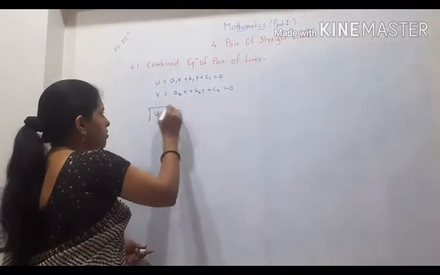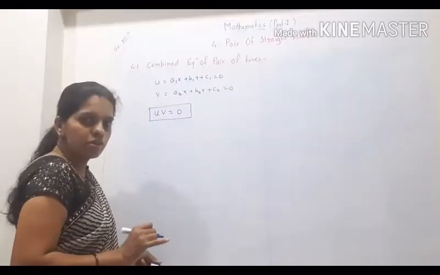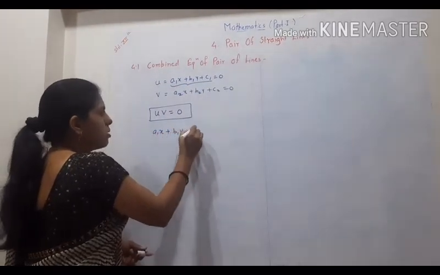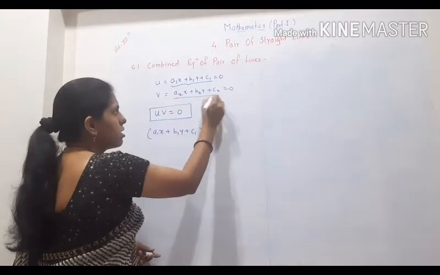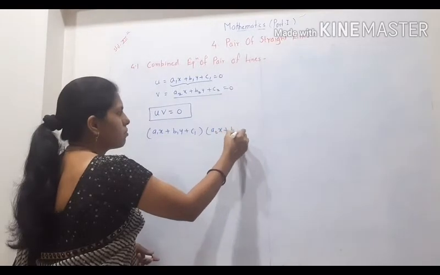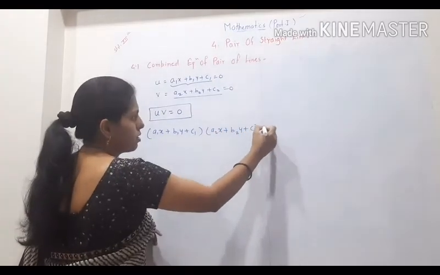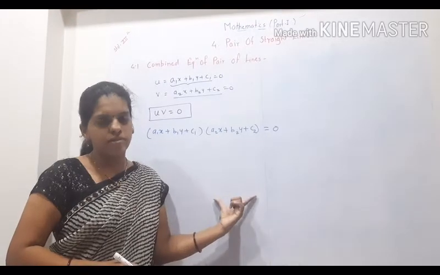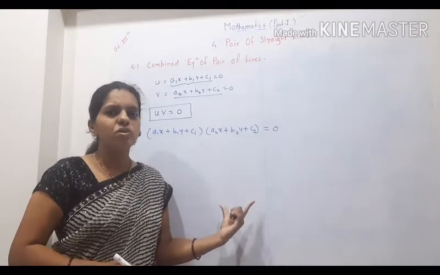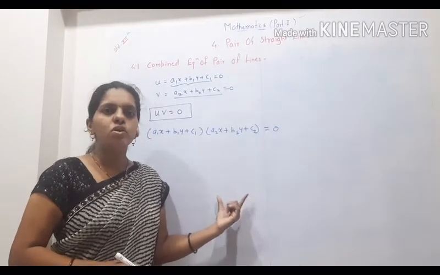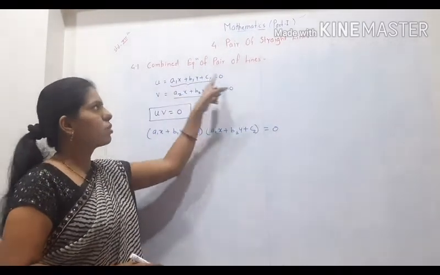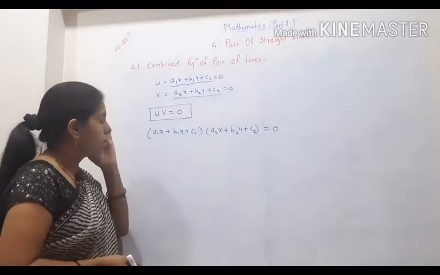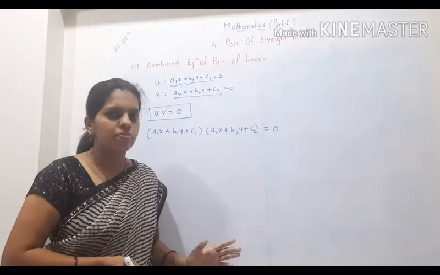The combined equation is given by the formula uv is equal to 0, means u is a1x plus b1y plus c1, and the value of v is a2x plus b2y plus c2, and that is equal to 0. So if we take this product and simplify this equation, then we get the equation which is known as the combined or joint equation of the two straight lines u is equal to 0 and v is equal to 0. So with this article we have a theorem related to this.